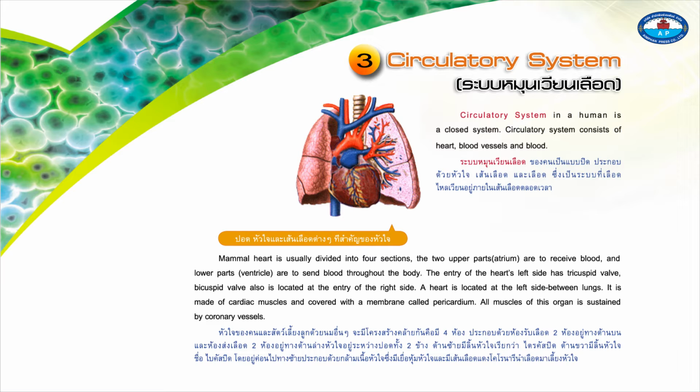The entry of the heart's left side has the tricuspid valve. The entry of the right side has the bicuspid valve also. A heart is located at the left side between lungs. It is made of cardiac muscles and covered with a membrane called pericardium. All muscles of this organ are sustained by coronary vessels.